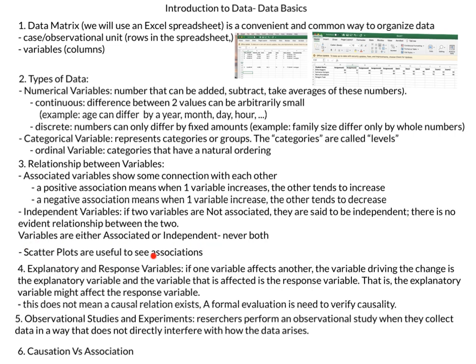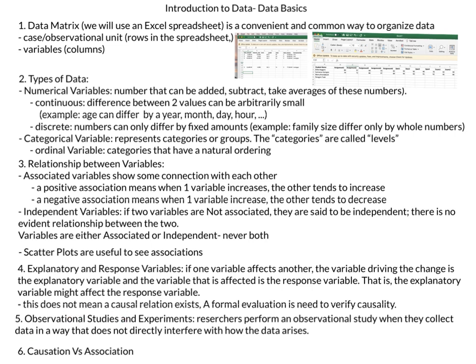We also looked at several scatter plots that are useful to see associations and categorize them as positive or negative. And I also added some information about correlation variables. Last, we talked about explanatory versus response variables. If one variable affects another, the variable driving the change is explanatory, and the variable that is affected is the response. We talked about observational studies. Researchers perform an observational study when they collect data, but they don't actually interfere with how the data arises. In other words, they don't try to do treatment, they don't try to intervene to make a result.